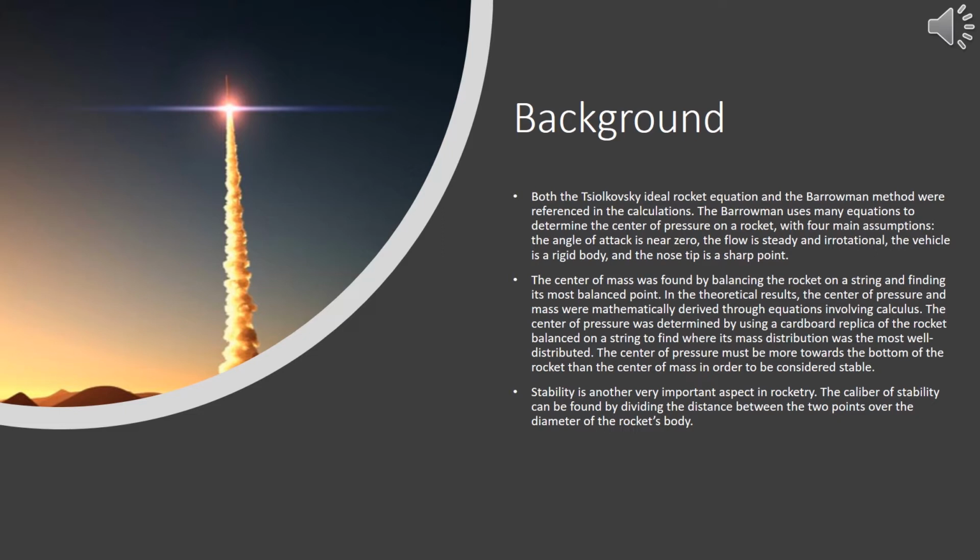The center of pressure must be more towards the bottom of the rocket than the center of mass in order to be considered stable. Stability is another very important aspect in rocketry. The caliber of stability can be found by dividing the distance between the 2 points over the diameter of the rocket's body.